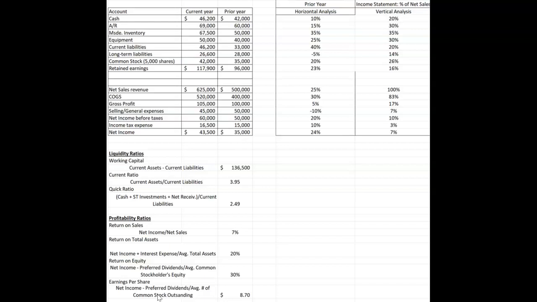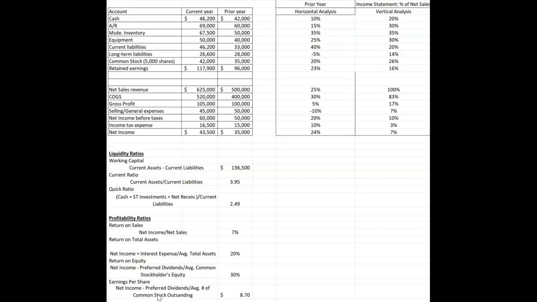Now let's take a look at that quick ratio. So we've got cash, 46.2, plus 69 accounts receivable, plus, well, here they've got short-term investments. We don't have any of those, do we? No. So it's 115.2 divided by current liabilities. You've got to write that. 115.2 divided by current liabilities.